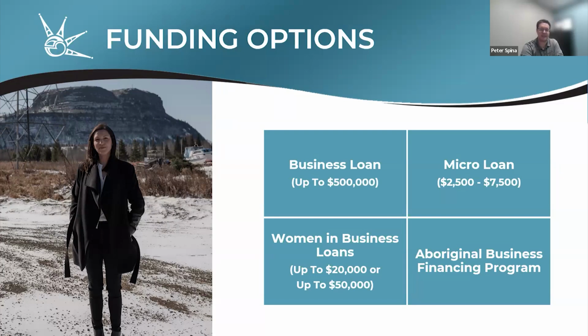Then we have the women in business loans. There are two options here. There is one for up to $20,000, and then there is one for up to $50,000. What's great about both of these is they allow the applicant to be running a part-time or side hustle business, so it doesn't have to be full-time. And then we have the Aboriginal Business Financing Program, or ABFP, and that is the grant program, and it can be applied to our business loan.